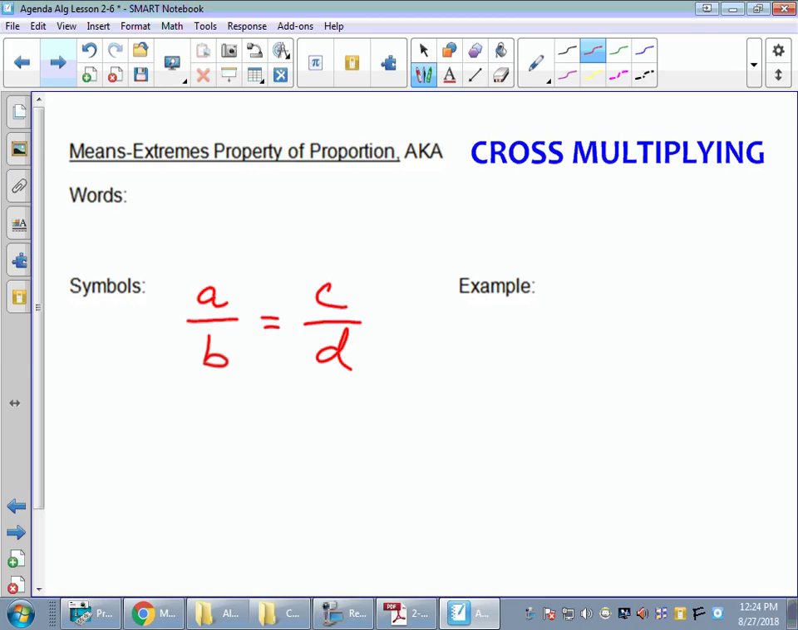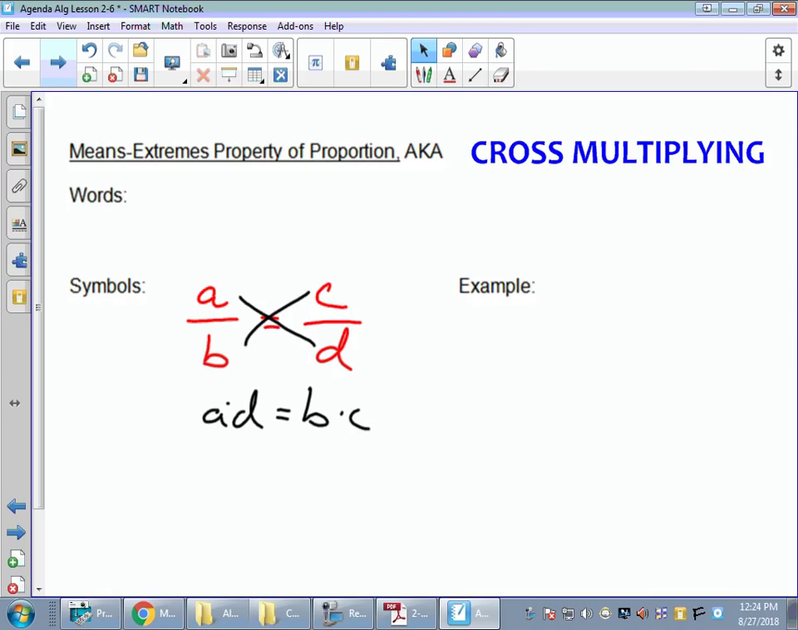Okay, so we have A over B equals C over D. Basically, the cross product, cross multiplying, or the means extremes property of proportions. I'm not going to ask you to say it like that. You can say cross multiply would tell us that A times D should be equal to B times C. And I don't even think we need an example with numbers. We kind of did one on the last page.